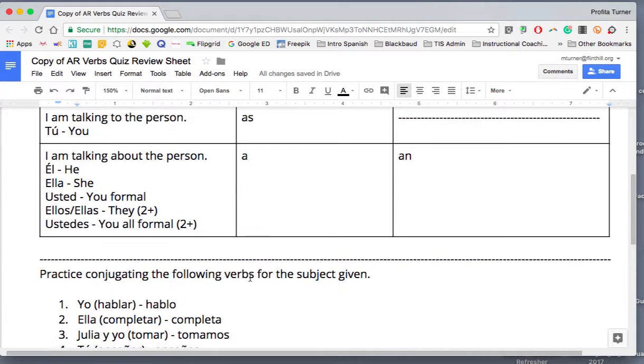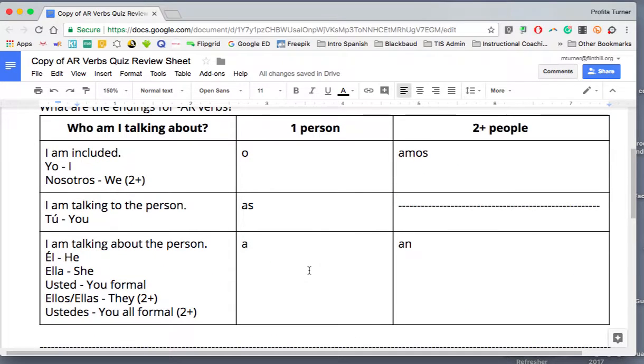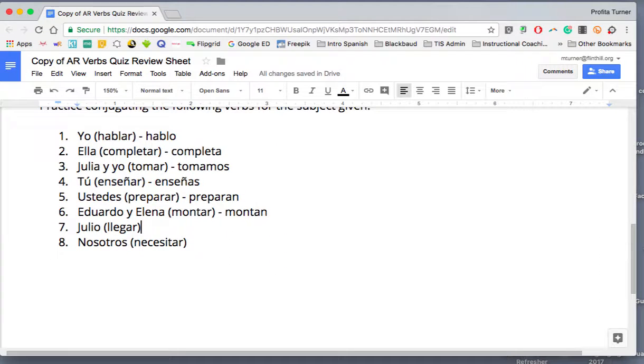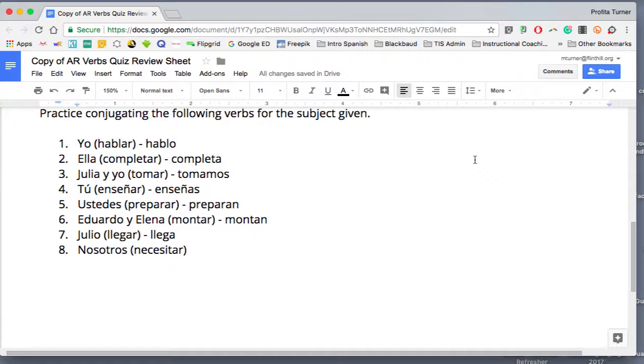Eduardo and Elena, that's 2 people, so that's they, so that would be the same ending as the last one, an. So for montar, I take off the AR, so that's montan. Julio is one person, talking about him, so it's the third row, and my ending would be a. So that would be drop the AR, so lleg. So Julio llega. And finally, the last one, nosotros, which is I'm included, and it's more than one person, so the ending is amos. Necesitar, drop the AR, and add my ending, amos, necesitamos.